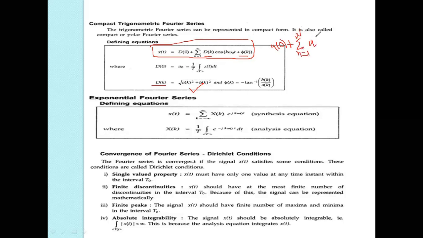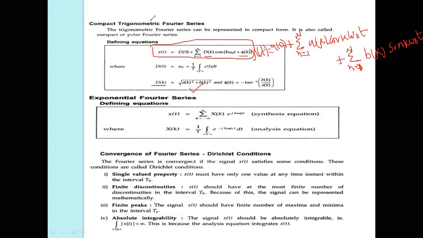Sum of k equal to 1 to n of a(k) cos k omega naught t plus sum of k equal to 1 to n of b(k) sine k omega naught t. The k from 1 to n only, and for k equal to 0 the value is 0 only. This is the x of t equation. It's a trigonometric Fourier series.